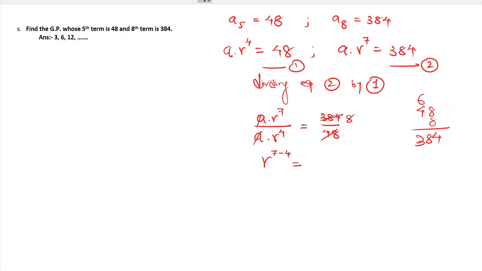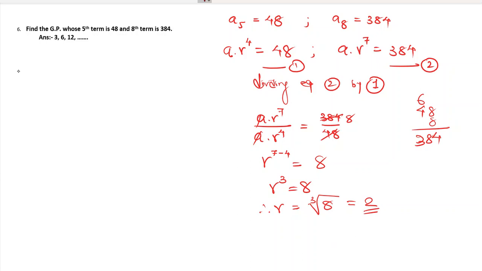So r raised to 7 minus 4 is equal to 8. That is r raised to 3 is equal to 8. And therefore r is equal to cube root of 8, which is 2. So we got r as 2. That is your common ratio. You got your common ratio.